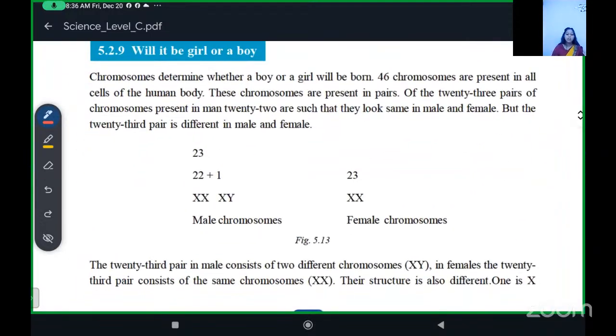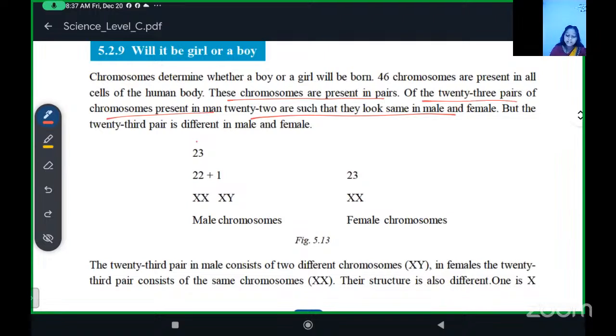Next is about the determination of the sex of the baby, whether it's a boy or a girl. A thing known as chromosomes is responsible for it. Now, 46 chromosomes are present in all the cells of the human body. They are present in pairs. Out of the 23 pairs of chromosomes present in man, 22 are such that they look the same in male and female.